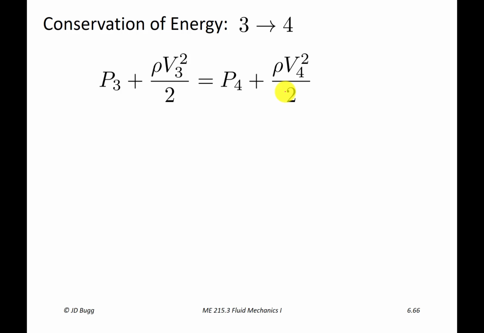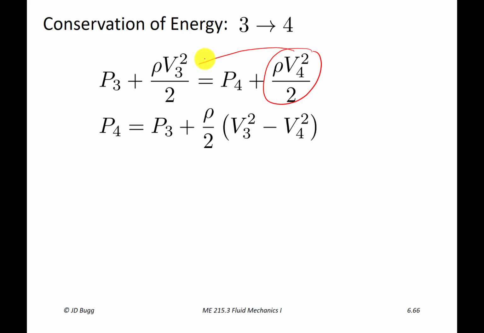So I'm going to rearrange this equation as well and solve for P4. I'm essentially just taking this over to the other side. So that'll be P3 plus rho over 2 times V3 squared minus V4 squared. So we've applied Bernoulli's equation from 1 to 2 and also from 3 to 4. Now I want to connect these two equations together.